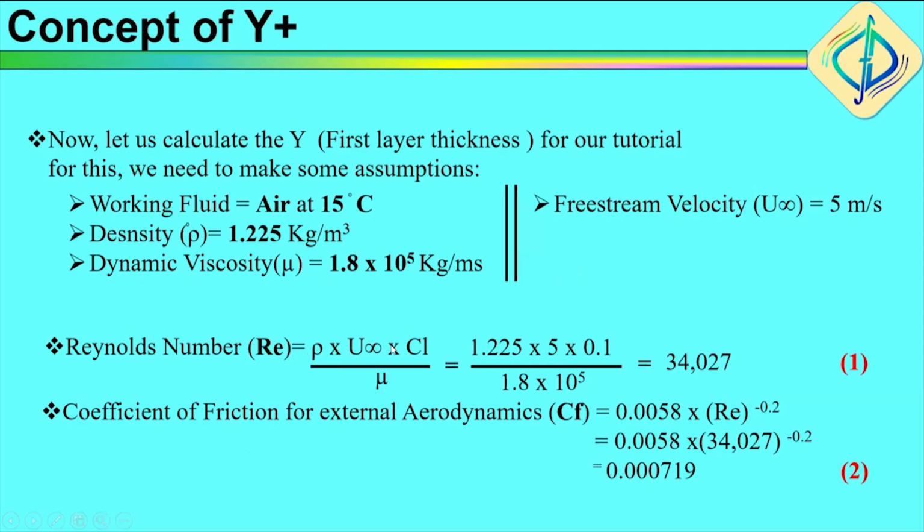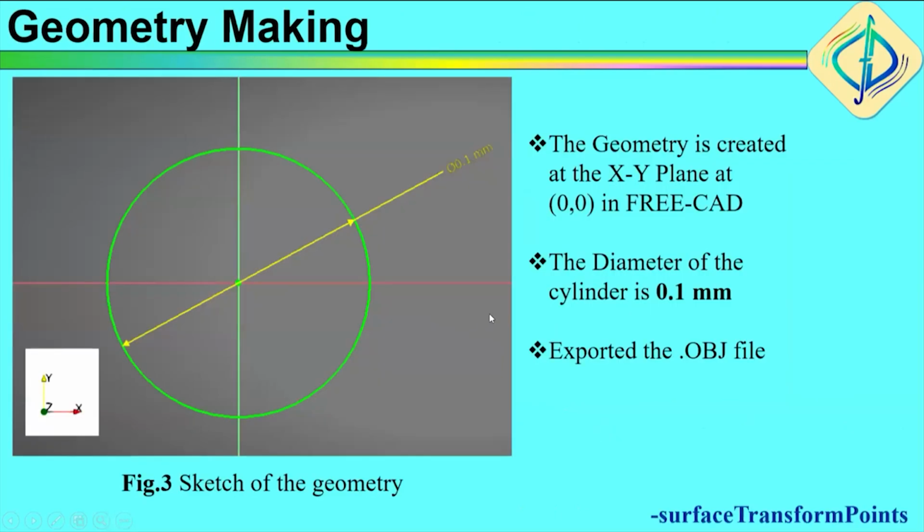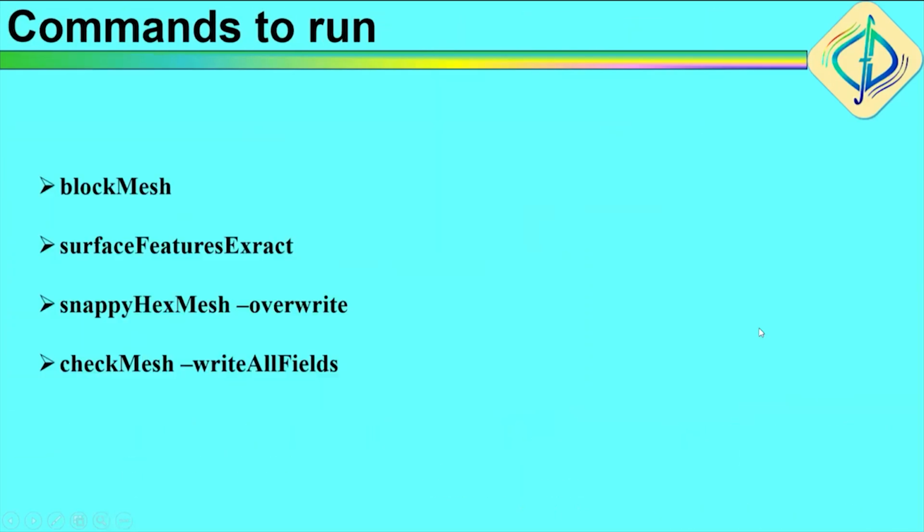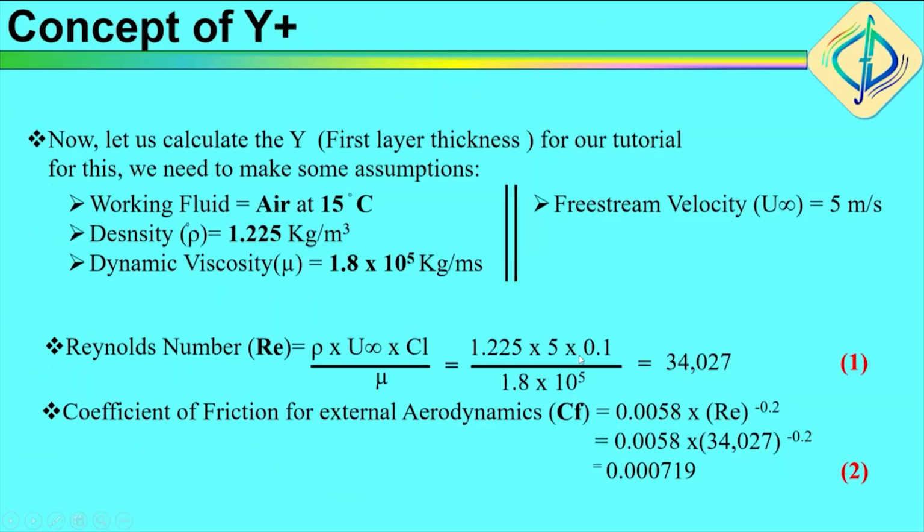density into your free stream velocity into your characteristic length, divided by the dynamic viscosity. Here in our case, as we were working on a flow over a cylinder, the diameter was 0.1 meter, so we are using 0.1 here as well. The Reynolds number comes out to be 34,027, which falls under the category of turbulent flow.